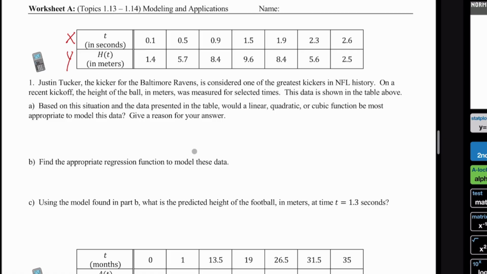So based on the situation and the data presented in the table, would a linear, quadratic, or cubic function be most appropriate to model this data? Give a reason for your answer. Okay, so is it a linear, quadratic, or cubic?